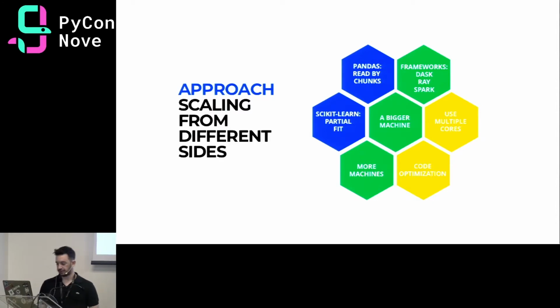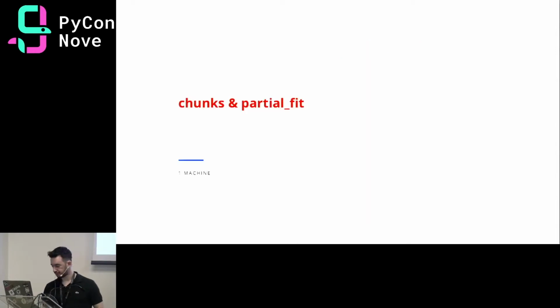So let's talk specifically about read by chunks and partial fit. They work really well if you just have one machine, of course. But you need to face some non-trivial problems, I would say. Specifically about read by chunks and partial fit, if your results depend on the whole data set, you have a problem because you're reading by chunks, so you're just partial fitting. So if you're doing feature extraction and you need to worry about the entire data set, it just doesn't work.